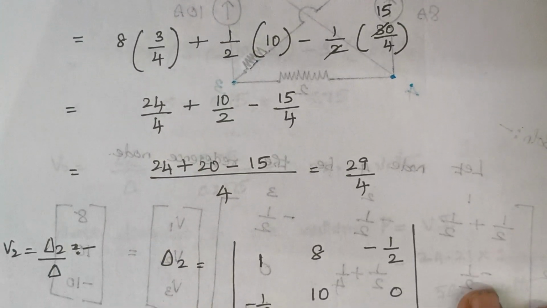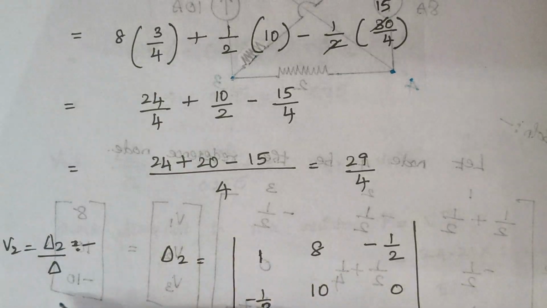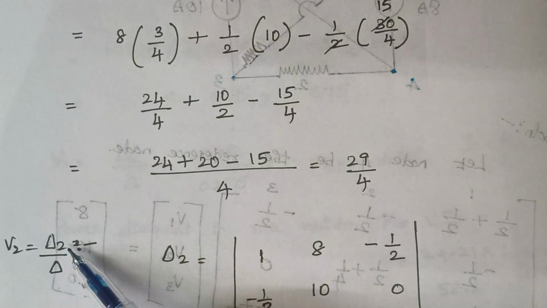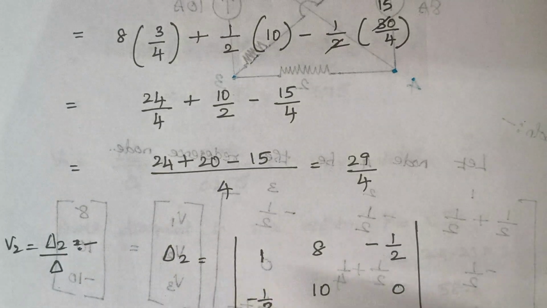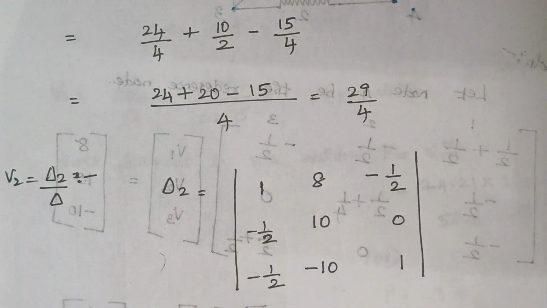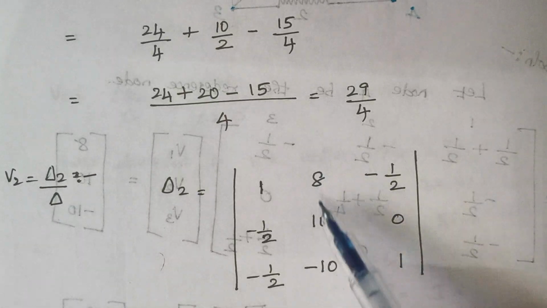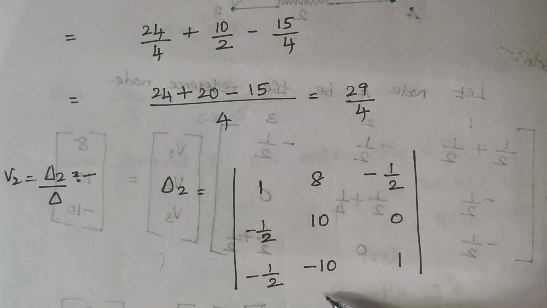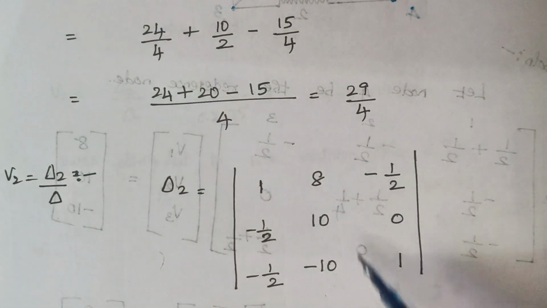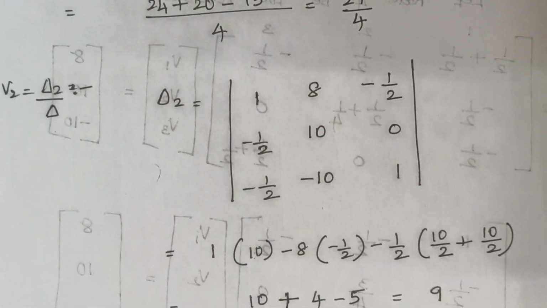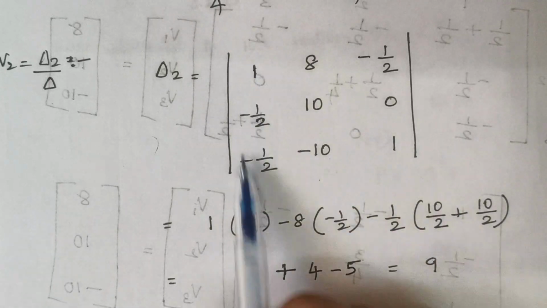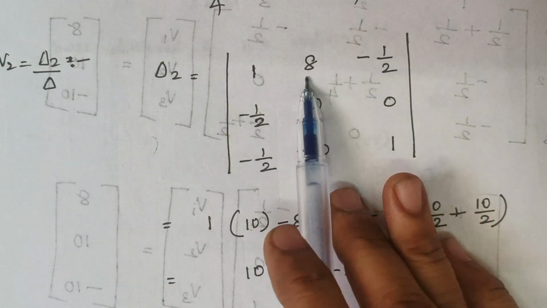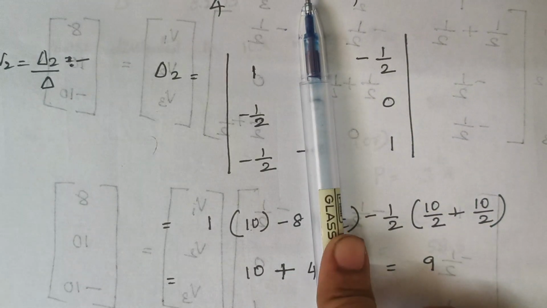So to find V2, what is the formula? Del 2 by del. The value of del is already calculated. We have to calculate del 2. So del 2 is given by replacing the second column by the source values. Again, when you calculate the value, the same thing, you see 1: 10 into 1 minus 0, therefore 10. Minus 8. You have to leave this.